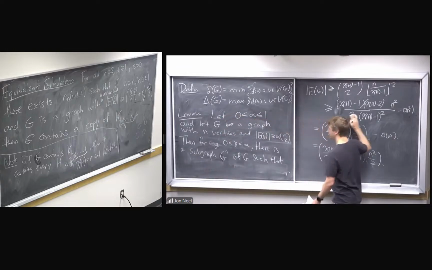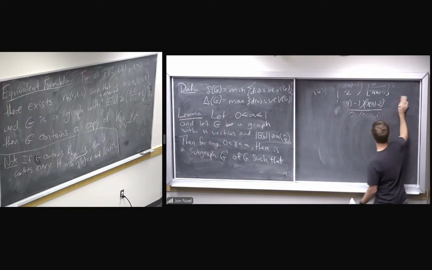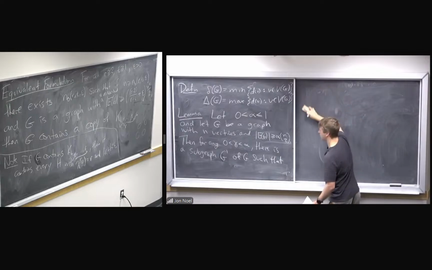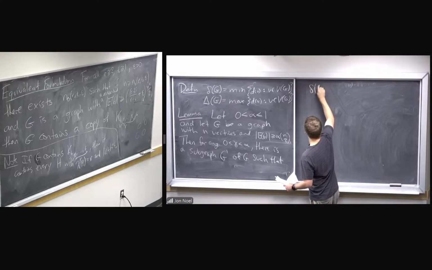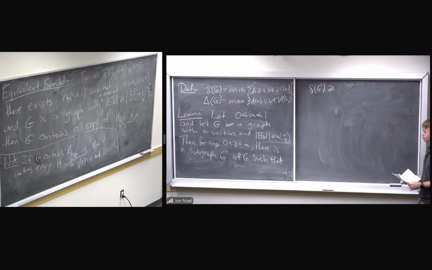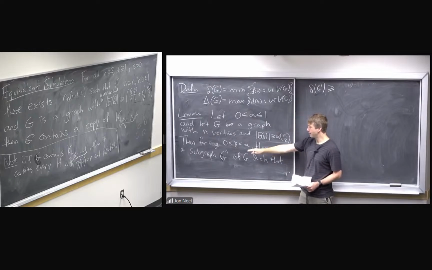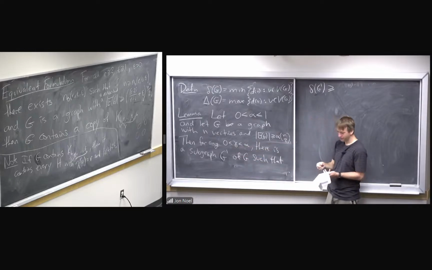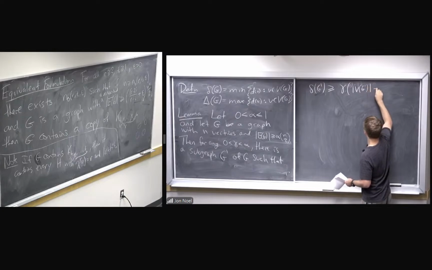apologies, but I'm going to put this on the next board. The minimum degree in G prime, remember I've got this gamma which is less than alpha, is at least gamma times the number of vertices in G prime minus 1.